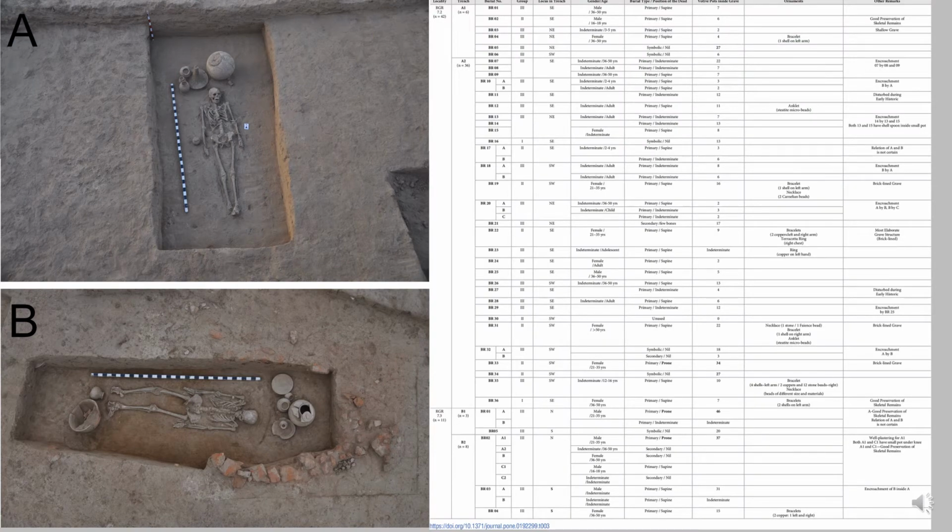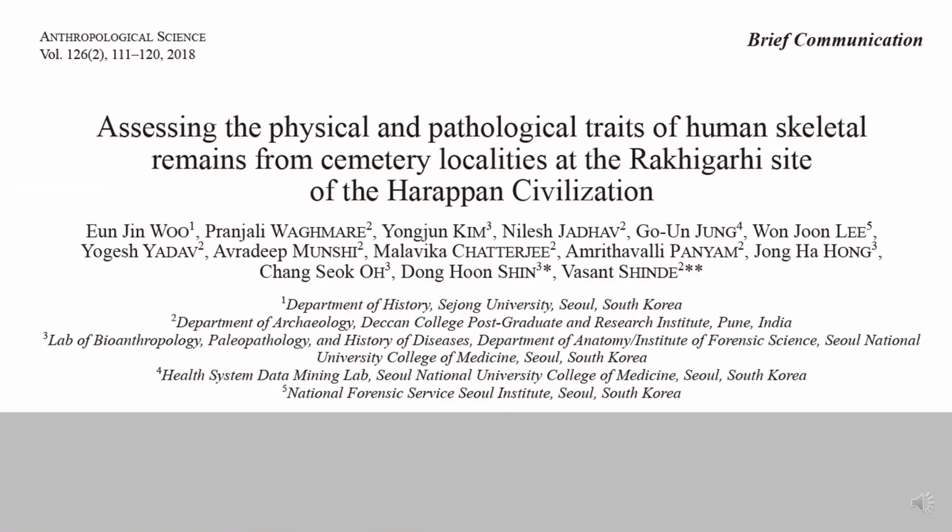This is for the archaeological and anthropological details of the burials in the Lakhiari cemetery we have investigated. We summarized this information and reported it. Another work is also reported in Anthropological Science.